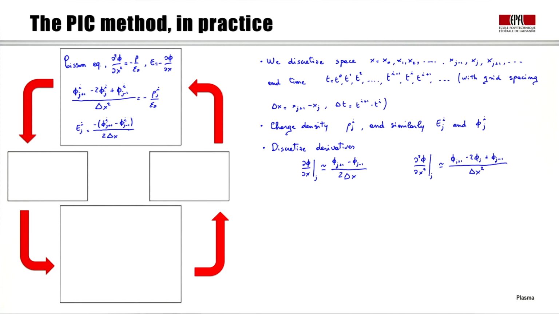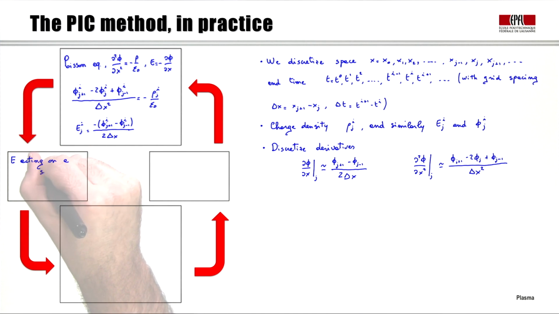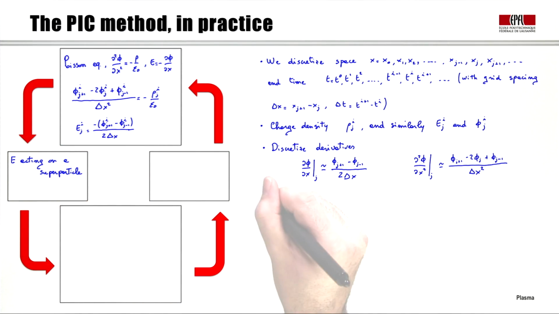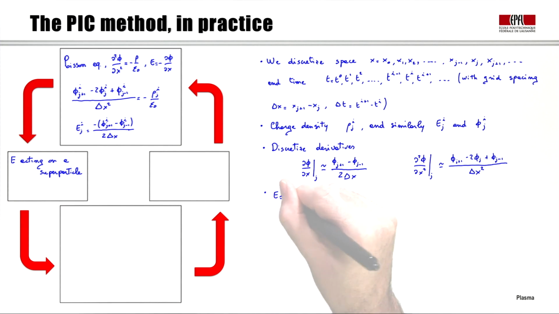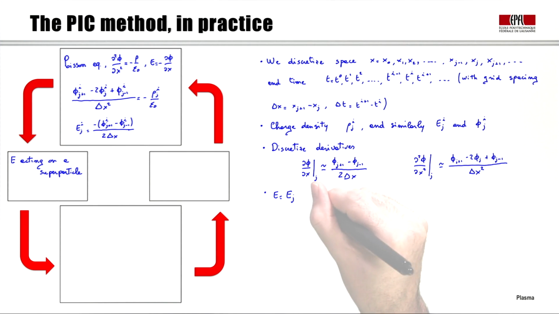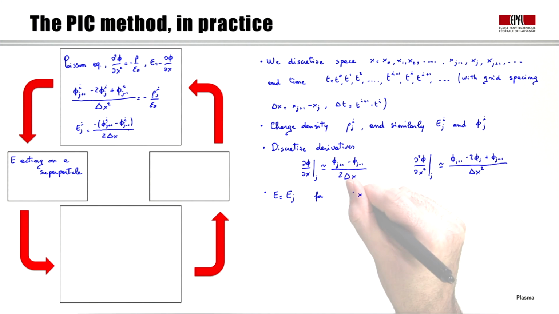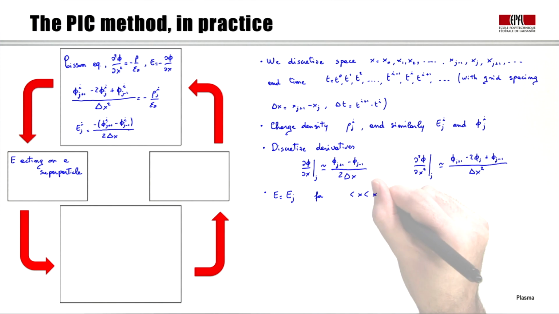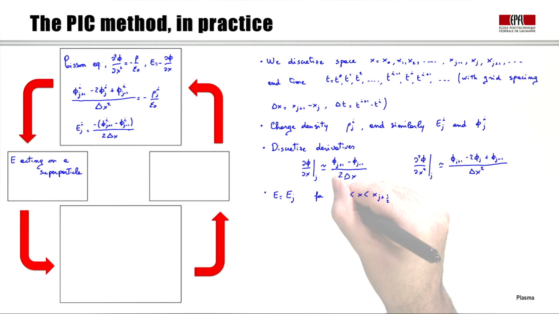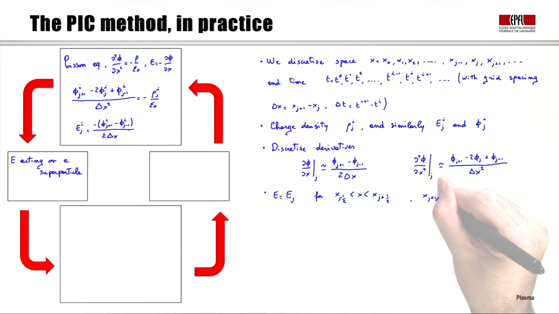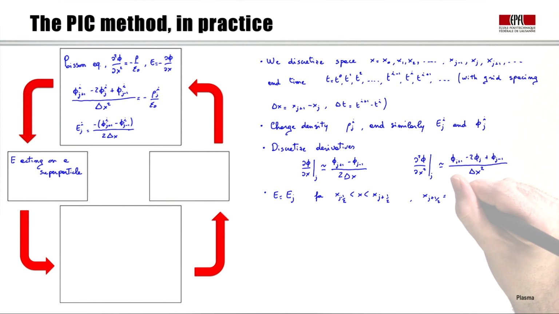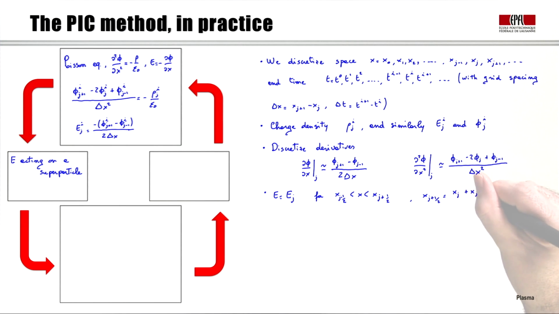Once we have evaluated the electric field, we have to evaluate the electric field acting on a superparticle. For this, we will assume that the electric field is equal to Ej for x that are between xj minus 1 half and xj plus 1 half. What does xj plus 1 half mean? That's the point in between xj and xj plus 1.